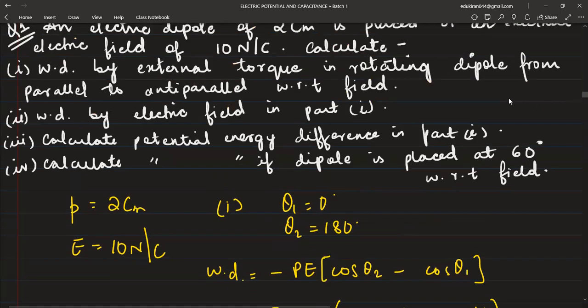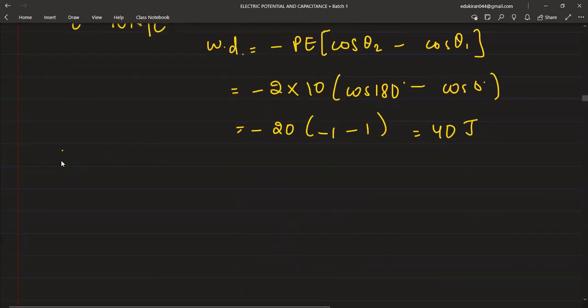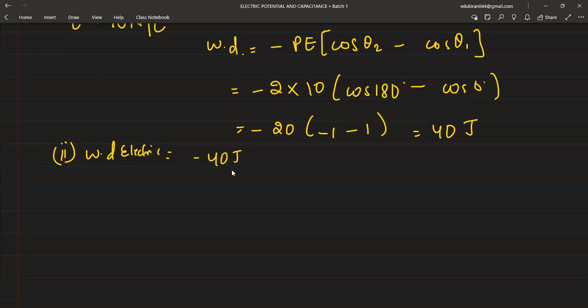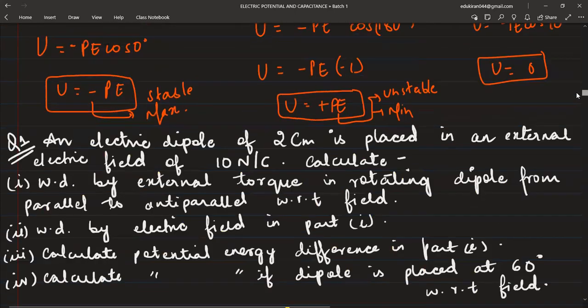Second part says, work done by electric field. See, this is the work done by external torque. Work done by electric field is negative. This I have already told you earlier also. So the work done by the electric field is the negative of the work done by the external field. So it is minus 40 joules.